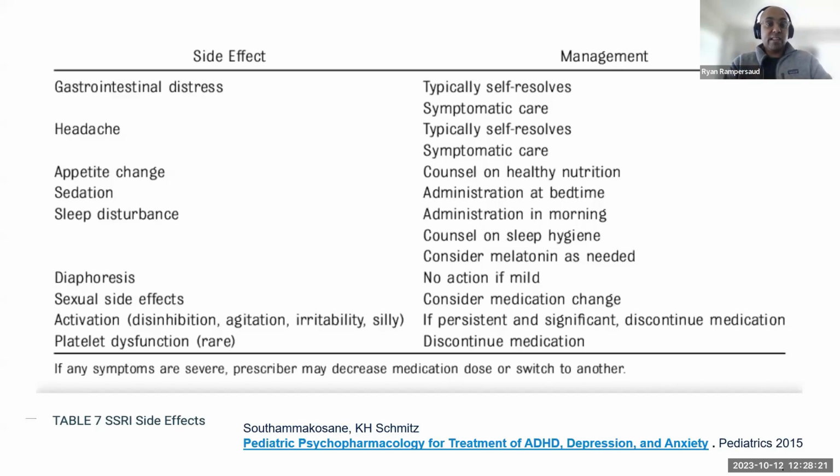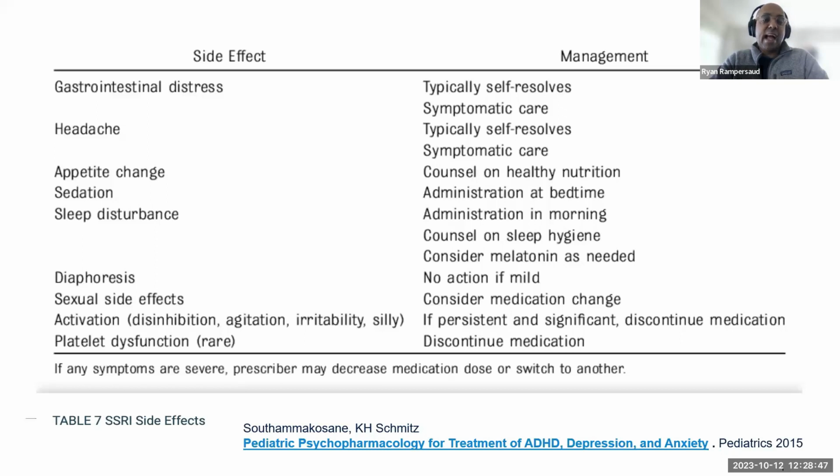And really, GI distress is the most common. Some kids have headaches. Some may see appetite change depending on the medication you choose. It may be overly sedating or overly activating if you chose Prozac. Sleep disturbance potentially. Some sweating, sexual side effects. I think sometimes we don't talk about it, but for our older kids, it will be important to really have that conversation and say, this is a possibility.